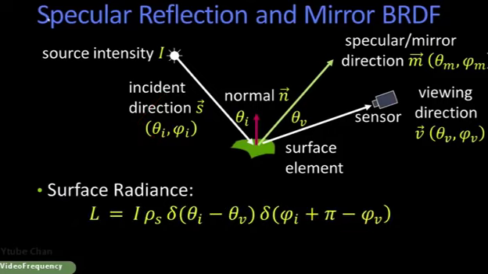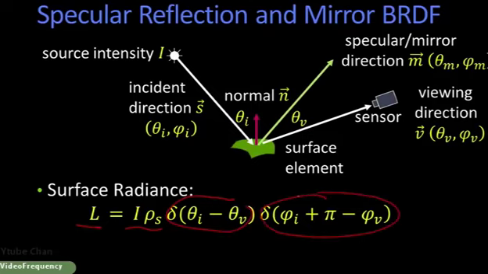So we take this BRDF and stick it into our radiance equation. What it says is that the radiance, essentially the brightness that we're going to see out, is the magnitude of the source intensity times rho sub s, the specular reflection. For example, it might be a darkened glass that filters out some light, so it still acts as a mirror but only reflects some percentage of it. That's what the rho would do. And then we have these two delta functions, which say that the angle in terms of the tilt has to be the same, and the rotation around has to be exactly pi different.